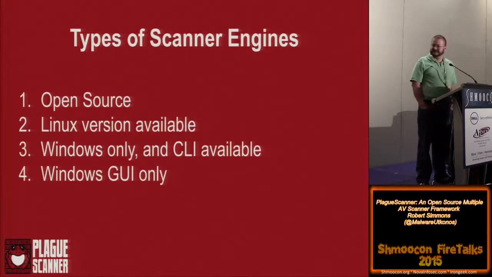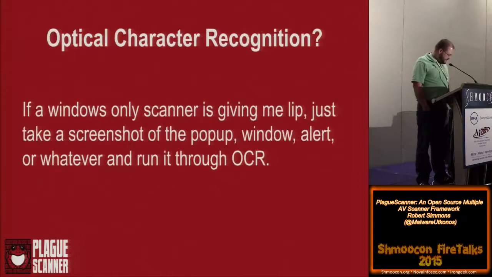I don't want to point any fingers at this time, but you know they are out there. So GUI only is the fourth type. So why do I have OCR in here? It's for that fourth one. If there's a scanner engine that has a difficult interface, or if it's just got a GUI, then I would take a screenshot and then run that screenshot through OCR and then get that data out and put it into the JSON file output.